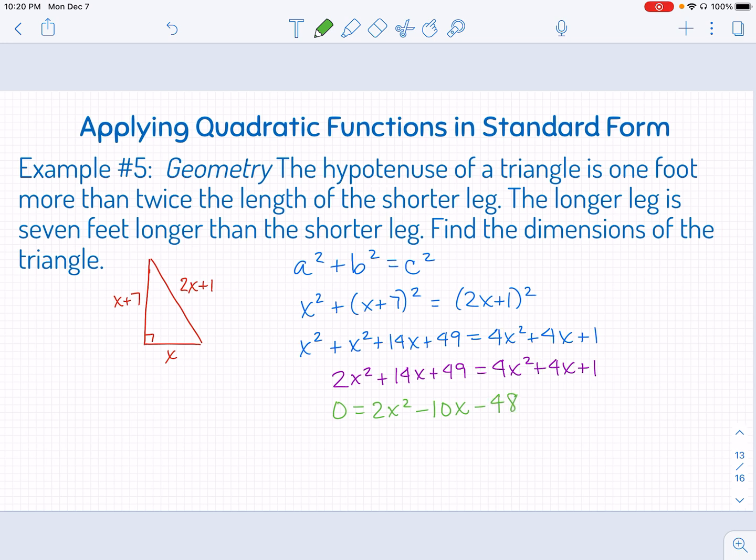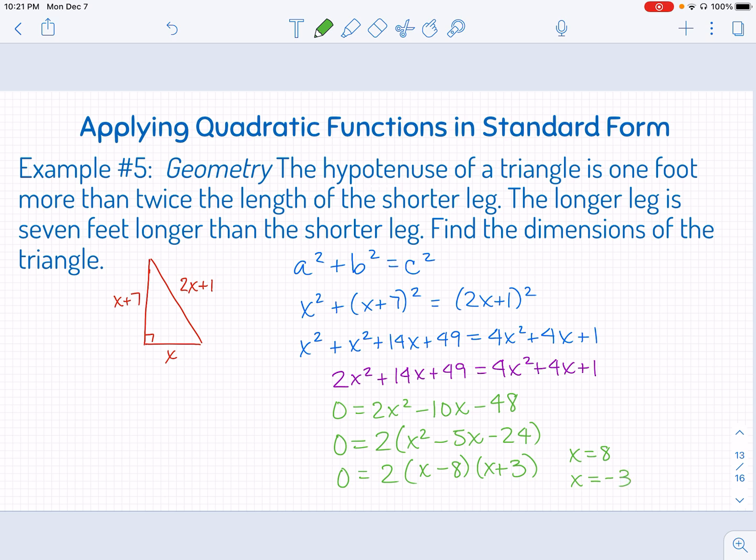So again, I can go through my strategies. I can't use square roots because I have a b term. I could complete the square, I could use the quadratic formula, or I could use factoring. So I'm going to try factoring. Let's see if that works for me. If I pull out a 2, I'm going to get x squared minus 5x minus 24. I say, what are factors of negative 24 that add to equal negative 5? So negative 8 and 3. So that means x equals 8 and x equals negative 3.